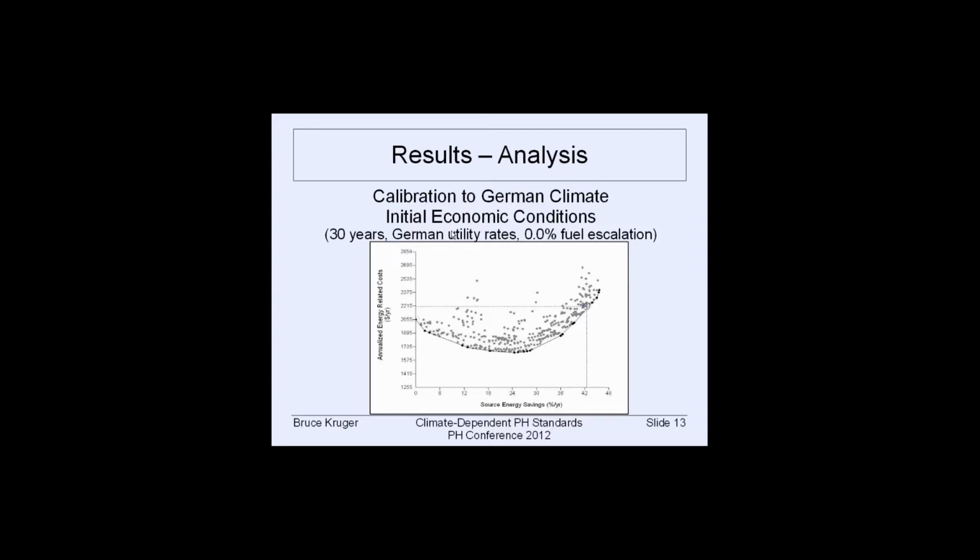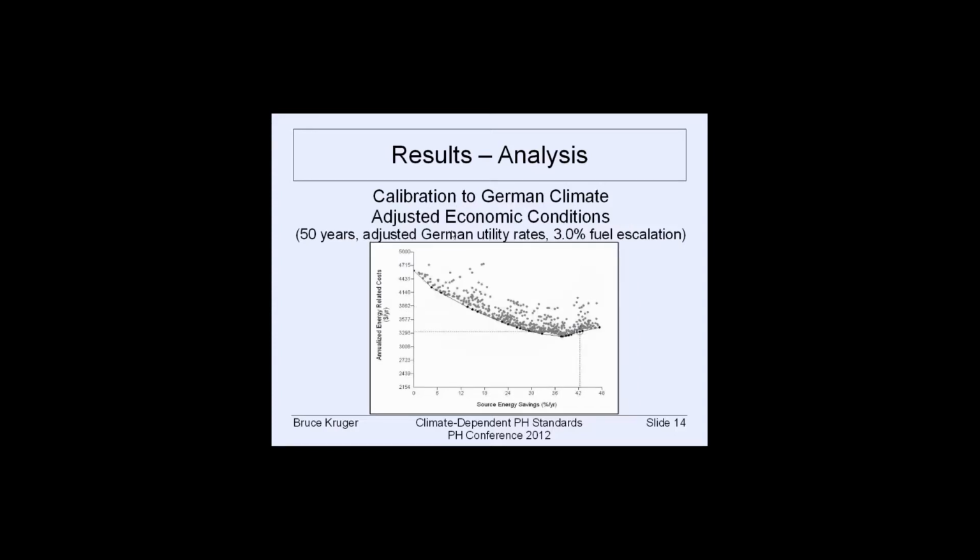But this is the BEopt algorithm. So this is the result of adjusting utility rates a little bit, increasing the project lifespan to 50 years, and adding a little bit of fuel escalation rates. And those represent the economic conditions that I would then take and apply to any other climate.